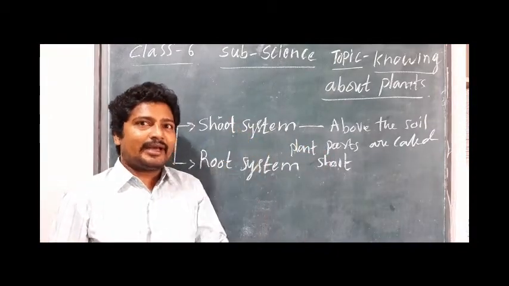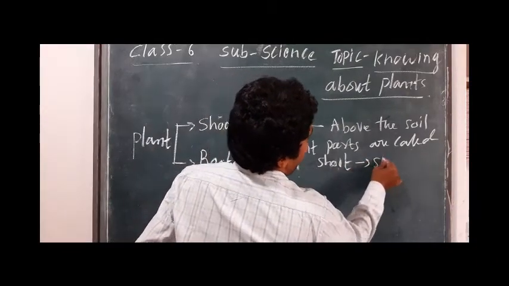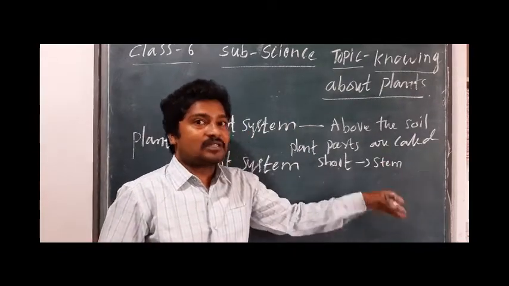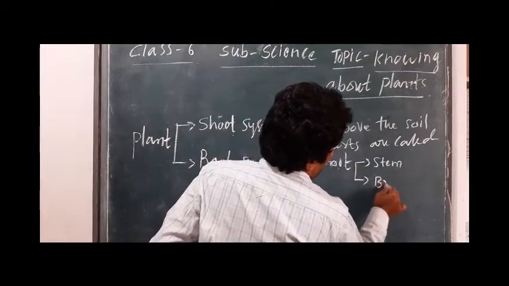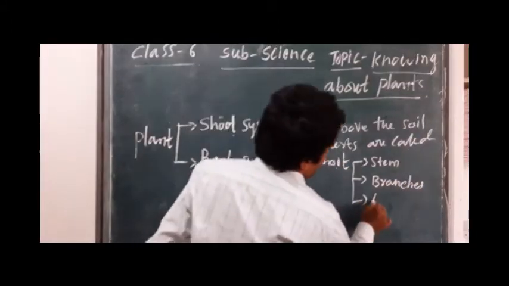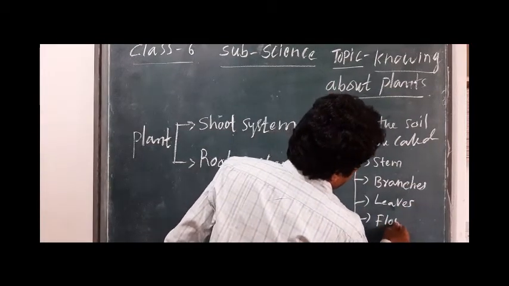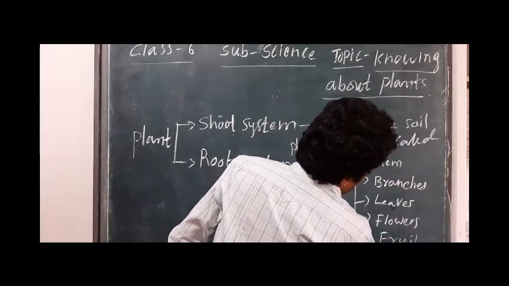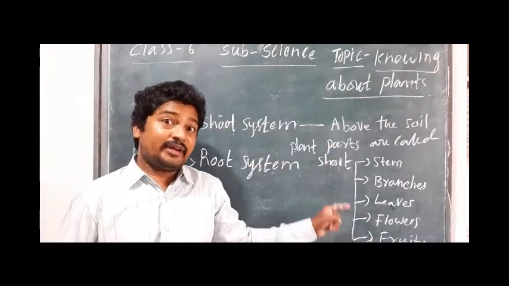Have you observed this any time? When you see the parts, the first part is the stem. I will tell you all these parts in detail later, but the first part is the stem. The second one is branches. The third one is leaves. The fourth one, flowers. The fifth one, fruits. After that, seeds also, I will tell you in detail.